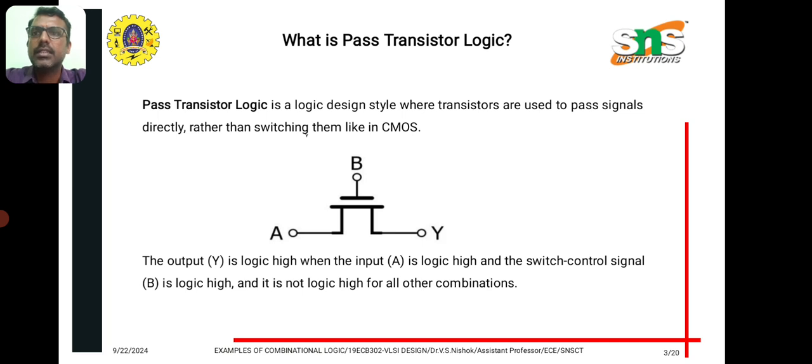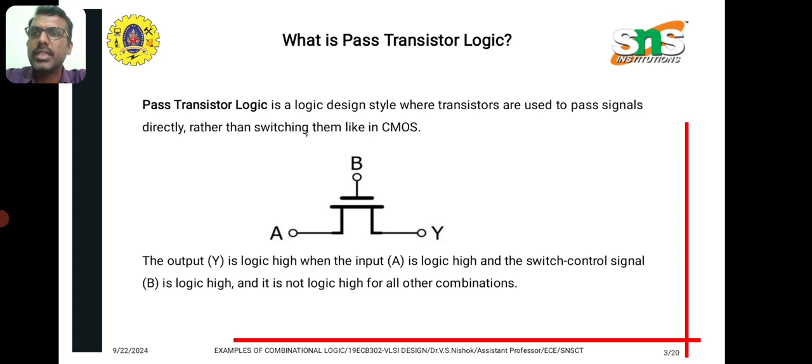First, we want to see what pass transistor logic is. It is a logic design style where transistors are used to pass signals directly rather than switching them like in CMOS logic. If you see in this diagram, an NMOS transistor is taken with the gate terminal as a control signal connected with B variable, A will be the input logic and Y will be the output.